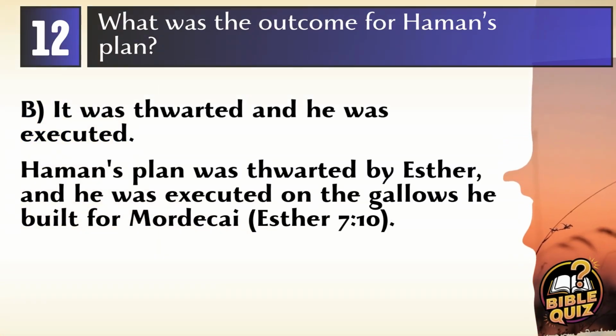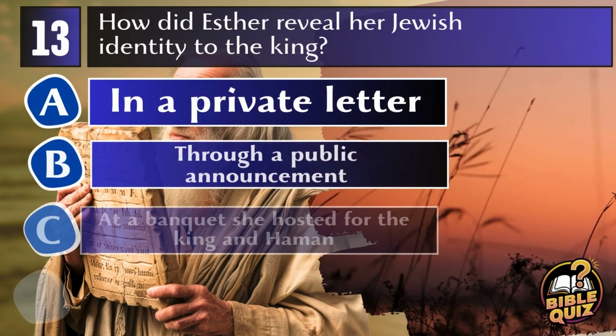Answer B. It was thwarted and he was executed. Haman's plan was thwarted by Esther's intervention, and he was executed on the gallows that he had originally prepared for Mordecai, Esther 7:10.